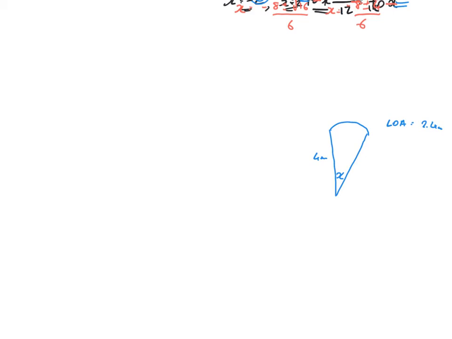Okay, so remember the formula for that one, and you need to remember this one: length of arc over pi d equals the angle over 360. Okay, so the length of the arc is 2.4 over pi d. Well, that's pi times, well, the radius is 4, so that's pi times 8, equals the angle, which is x over 360.